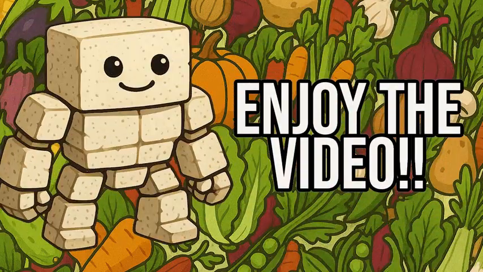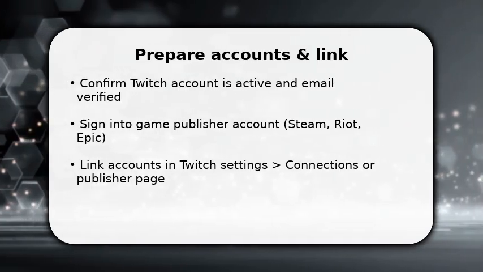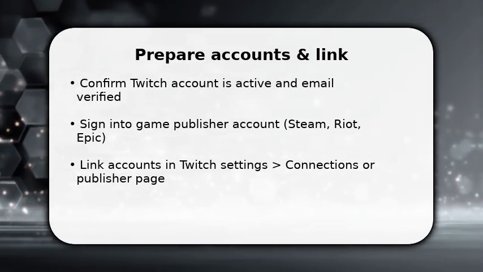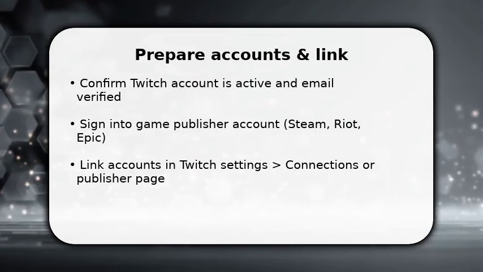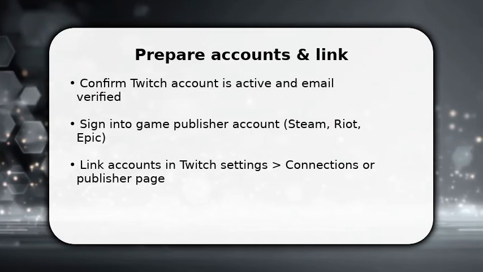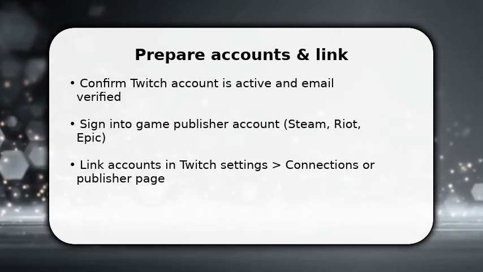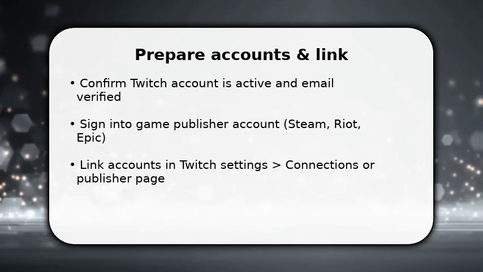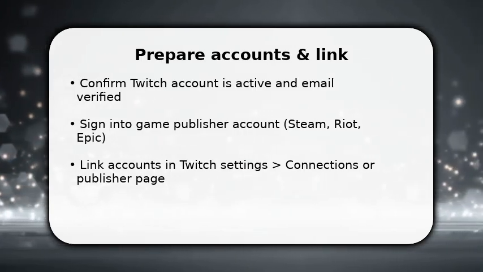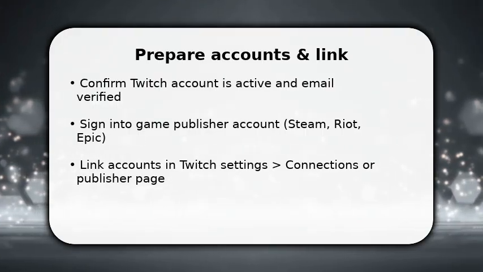Please enjoy the video. You start by confirming your Twitch account is active and email verified, because drops require an authenticated user. Next, sign into the game publisher or platform account you want drops for, for example, Riot or Epic, and keep that tab open. Then link the accounts. Go to Twitch settings, connections, or use the publisher's connect flow. Once done, Twitch can authorize drop entitlements to your linked game account, which is why linking is essential.